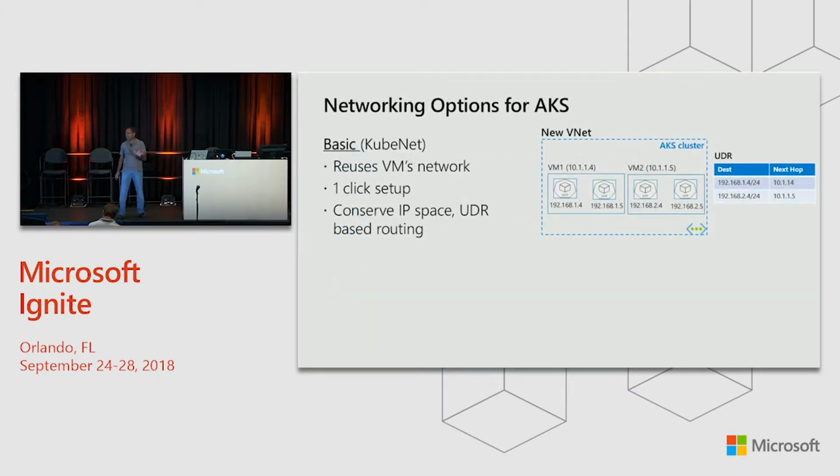So if you're just using AKS, there are two options for networking. There is a basic option, right, which is basically the default Kubernetes CNI plugin implementation. Like I told you, that's called KubeNet.